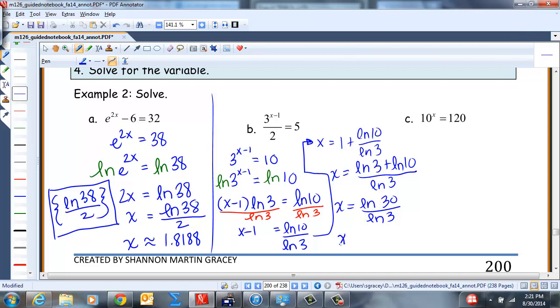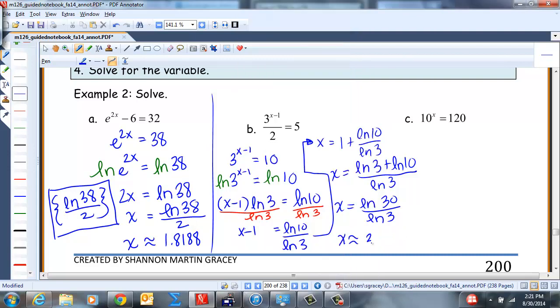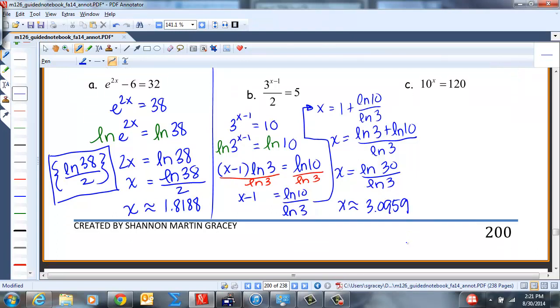So our approximate solution would be, coming over here, natural log of 30 divided by natural log of 3 is approximately 3.0959. So our exact result is what I'll put in the set. I'll do the shortest one.